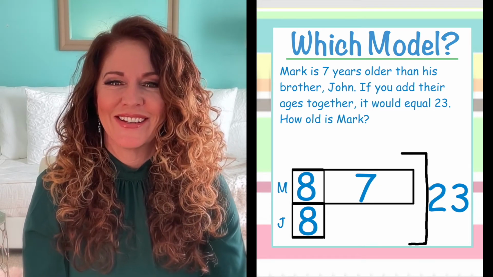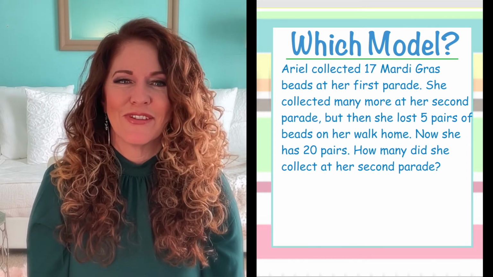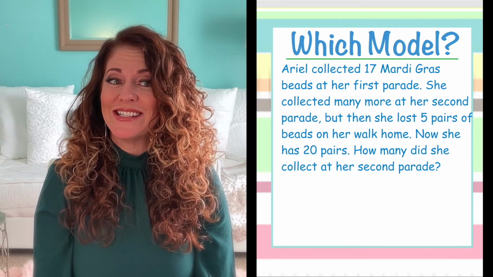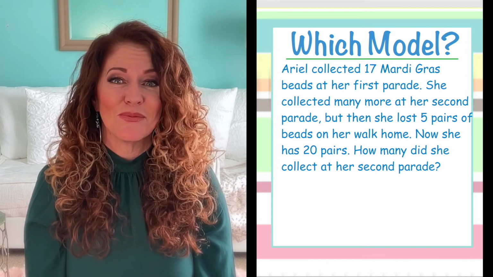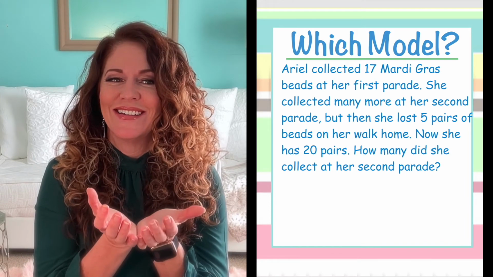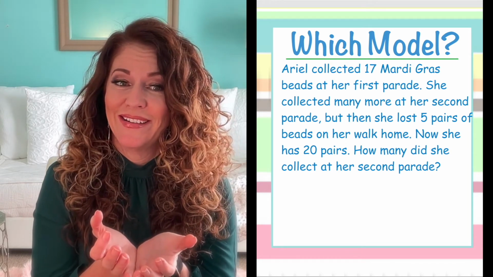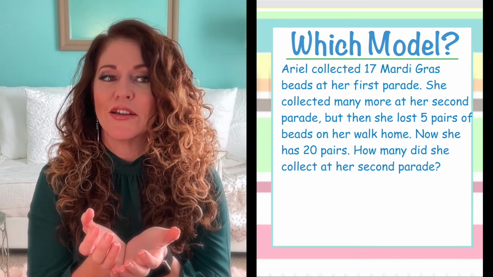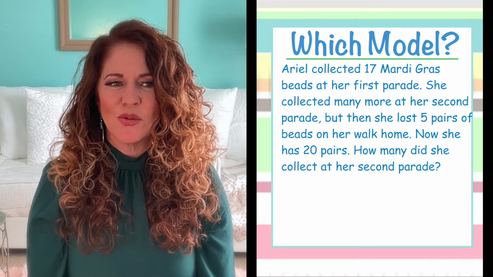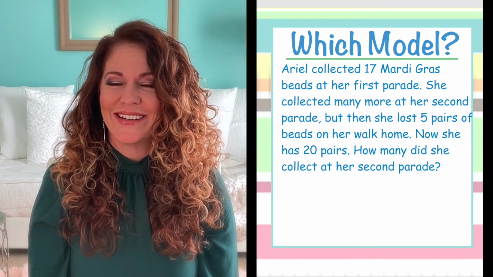Okay, let's go ahead and look. We have one more problem. Which model? Listen very carefully for what is happening. Ariel collected 17 Mardi Gras beads at her first parade. So she's collecting. So this is how much she has, right? She collected many more at her second parade. But then she lost 5 pairs of beads on her walk home. Now she has 20 pairs.